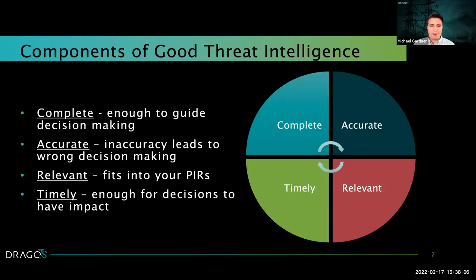And this acronym applies to us here at Dragos as producers of intelligence to customers, but it also applies to you in the sense of you're producing processed intelligence for your internal stakeholders. So in the same way that you're receiving intelligence that you want to be complete, accurate, relevant, and timely, you need to make sure that you're following that acronym as you produce it for your stakeholders.